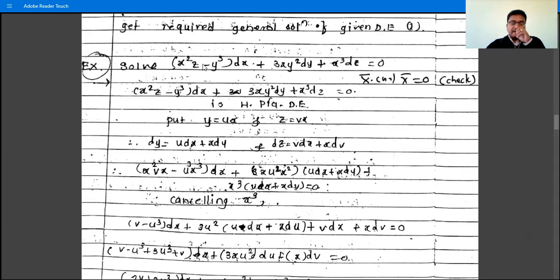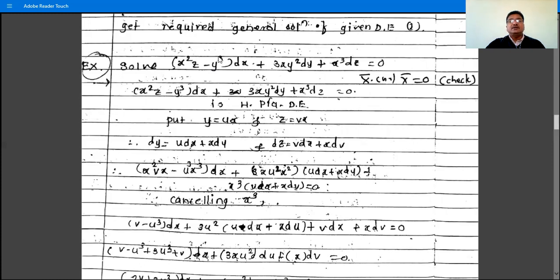Why? Because there are two terms. What are the two terms? X square z. If you observe, the power of x is 2, power of y is 0, and power of z is 1. If you add these three powers of x, y, z, then we have the answer 3. Similarly, the other term is y cube. That is, the power of x is 0, power of y is 3, and power of z is 0.